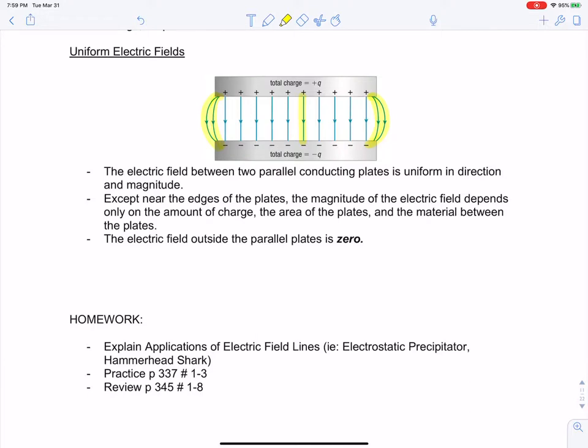Okay, so for homework you have a couple of things you need to do. First, you need to explain applications of electric field lines. In particular, I want you to read the textbook sections pertaining to electrostatic precipitators, which you've studied in grade 9 and grade 11, as well as what electric field lines have to do with the hammerhead shark. Then try practice problems on page 337 and review questions on page 345.